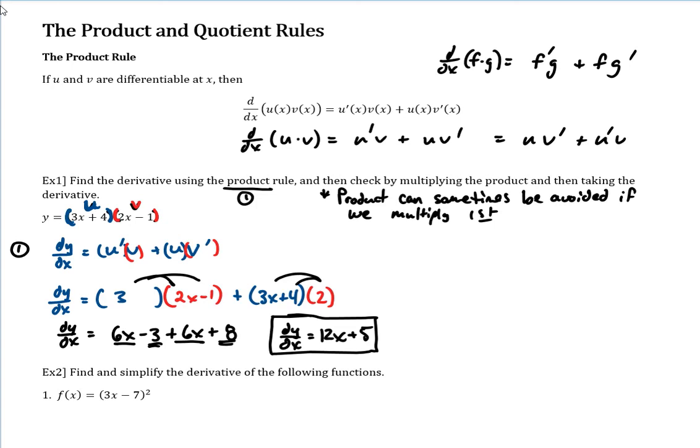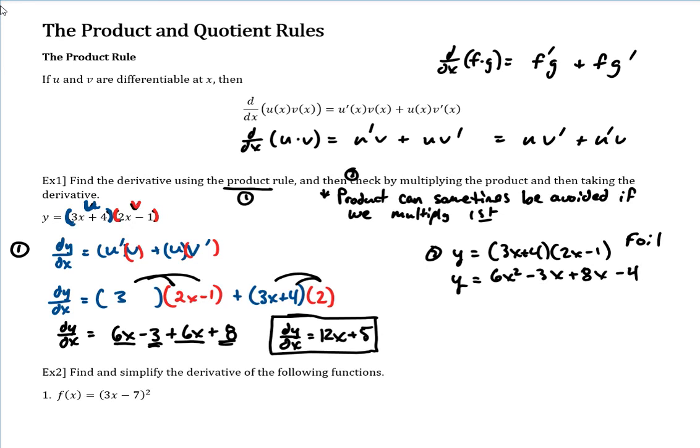Now, for number 2, let's do the checking. So number 2, let's just write out our function again: 3x plus 4 times 2x minus 1. In this scenario, we're just going to FOIL this out first. So I still have y equals 3x times 2x is 6x squared. 3x times negative 1 is negative 3x. 4 times 2x is positive 8x. 4 times negative 1 is negative 4. And then we can combine the middle term. So we have y equals 6x squared plus 5x minus 4.